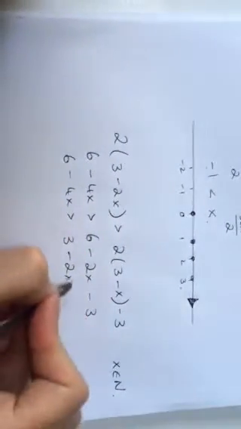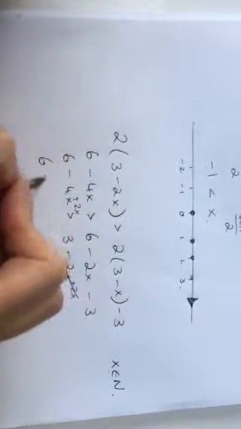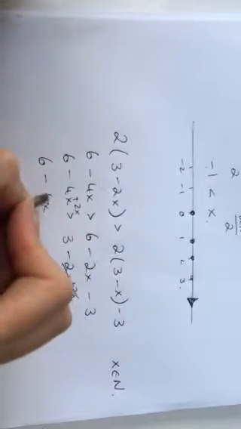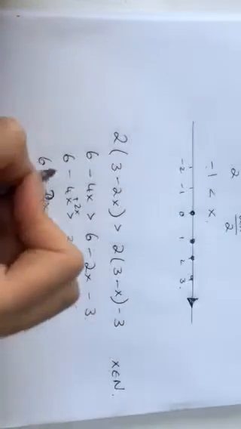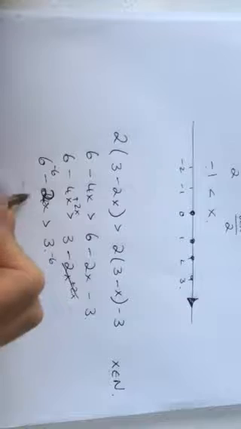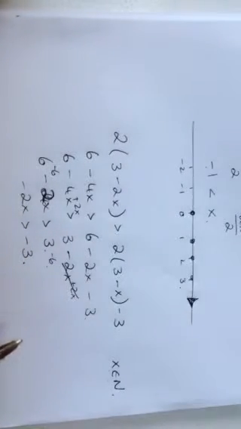So I'm going to add 2x to both sides, which leaves me with 6 minus 2x greater than 3. I'm going to subtract 6 from both sides, which leaves me with minus 2x is greater than minus 3.